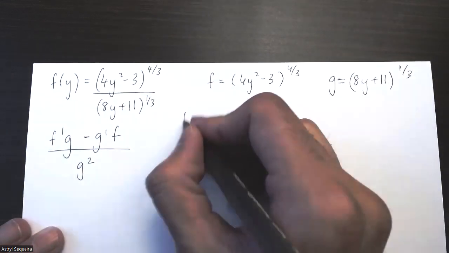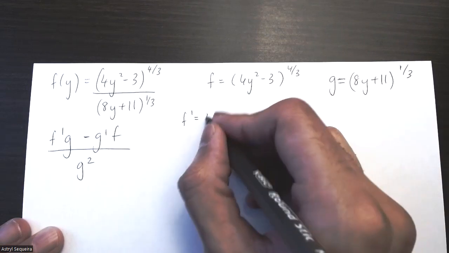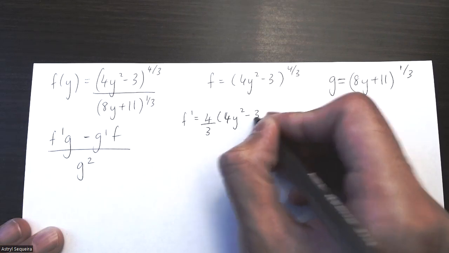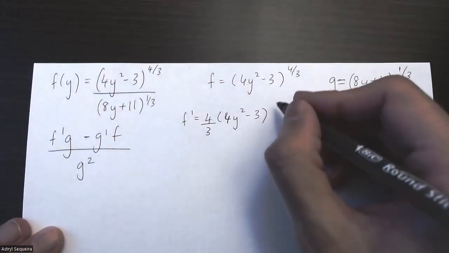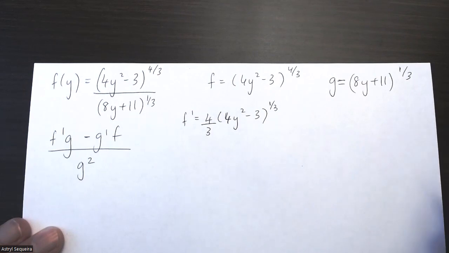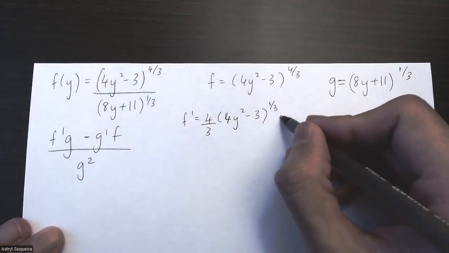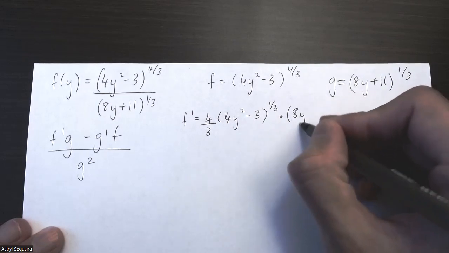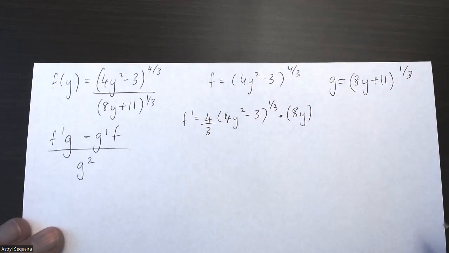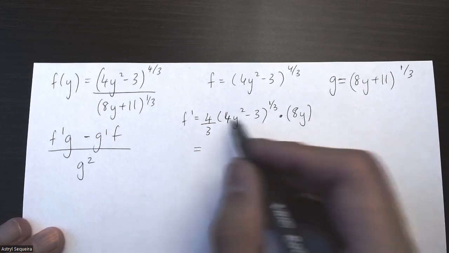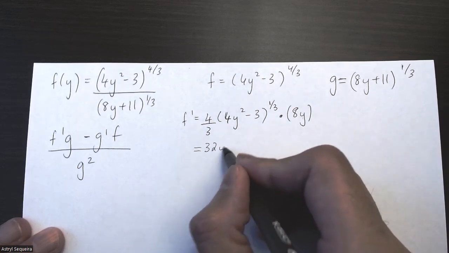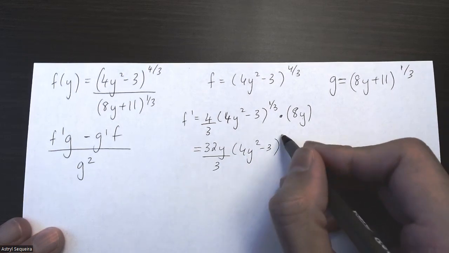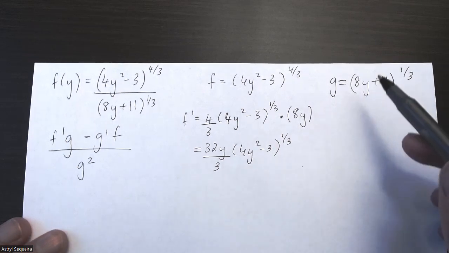F prime, let me derive this. I'm going to bring my exponent down, write the exact same thing inside the bracket, and subtract 1 from my exponent. So my new exponent is 1 over 3. Then, because of the chain rule, I'm going to multiply by the derivative of the inside, which is just 8y. This can be simplified. 8y times 4 over 3 is just 32y over 3. The bracket stays exactly the same.